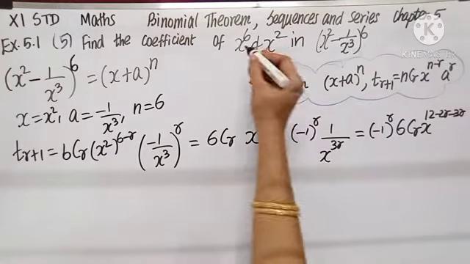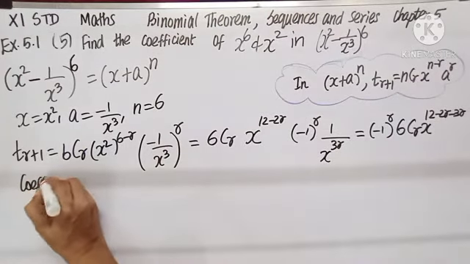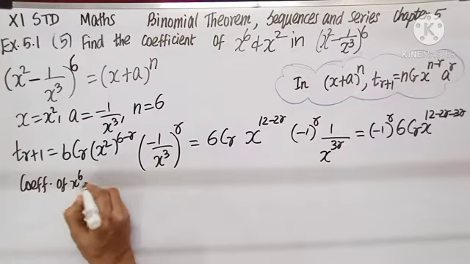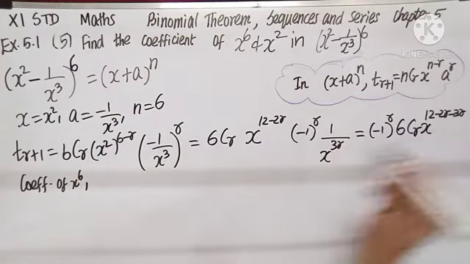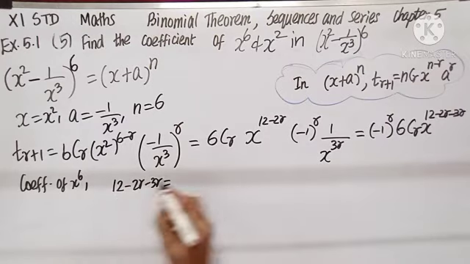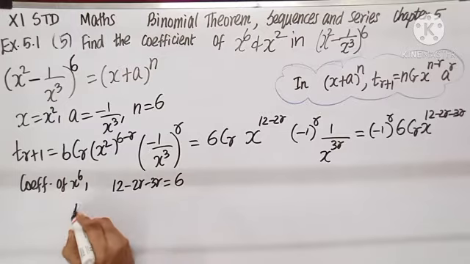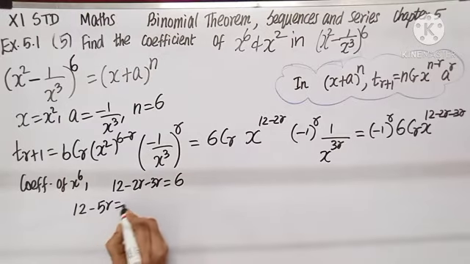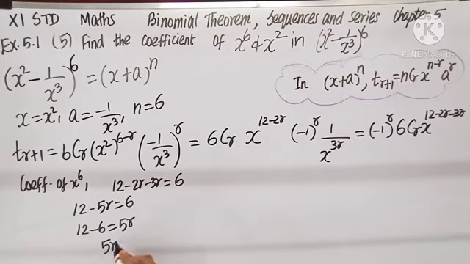My question is coefficient of x power 6. So whatever is the power, 12 minus 2r minus 3r, we write 6. 12 minus 5r equals 6 or 12 minus 6 equals 5r. 5r equals 6 tells me r equals 6 by 5.